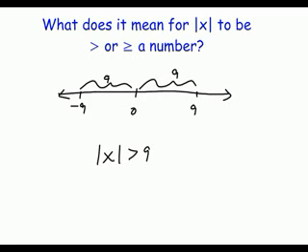Well, if I'm further away than 9, that means I'm over here, or I'm over here. Those are the values that are further away, or greater away from 0 than 9. But how do I show that I can't equal 9? I use an open circle like we did with our other inequalities, because it's not equal to 9.